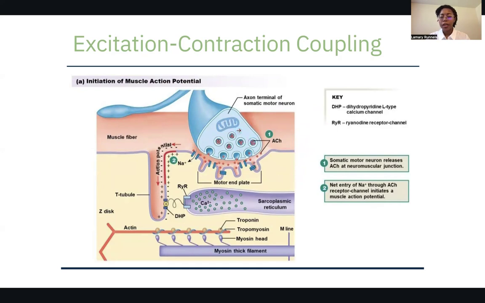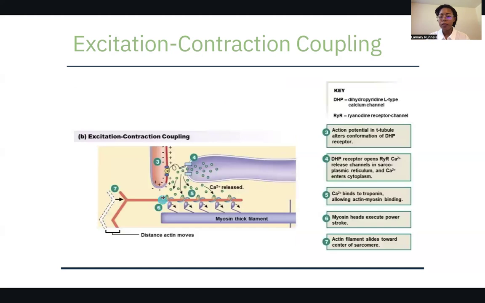So in step one, the somatic motor neuron releases acetylcholine at the neuromuscular junction. This net entry of sodium through the acetylcholine receptor channel, because that opens up these channels, initiates a muscle action potential, similar to a wave of depolarization. The action potential in the T-tubule, or the transverse tubule, alters the conformation of the DHP receptor, and the DHP receptor opens the ryanodine receptor in the sarcoplasmic reticulum, and calcium then comes into the cytoplasm.